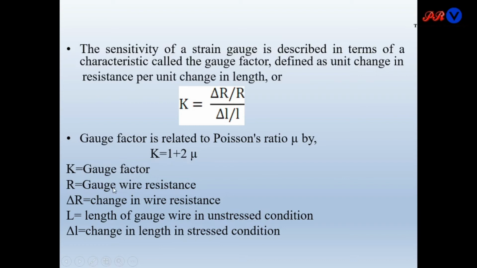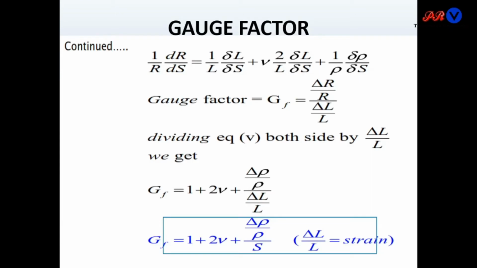R is the gauge wire resistance, delta R is the change in the wire resistance, L is the length of the gauge wire in the unstressed condition, and delta L is the change in the length in the stressed condition. So we have to find this gauge factor in the theory section for the strain gauge.